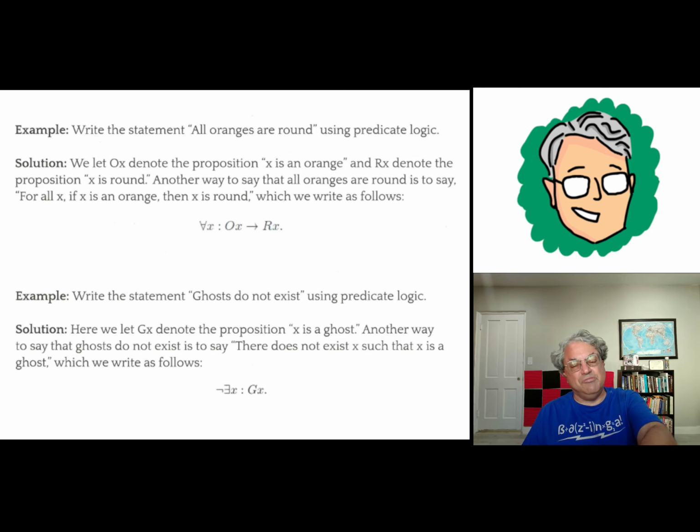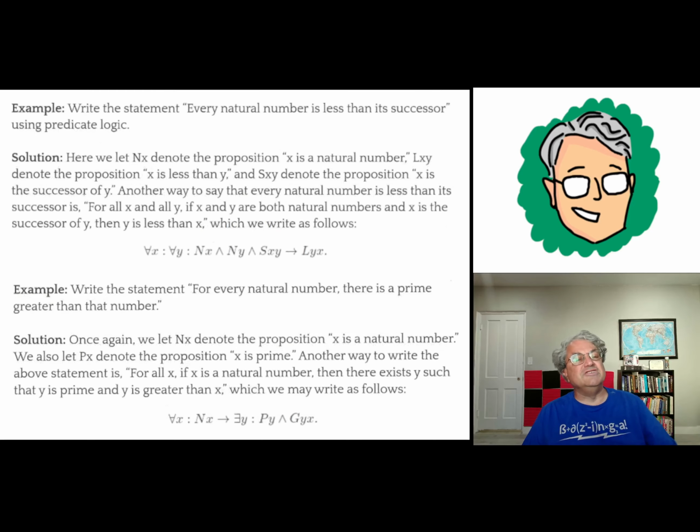And we could do more complicated examples than these. These are pretty easy ones. But sometimes we end up with compound statements. These are more typical, ones you might see in math. So now we want to write the statement: every natural number is less than its successor. And that's true. Every number is less than the number that's one bigger than it.